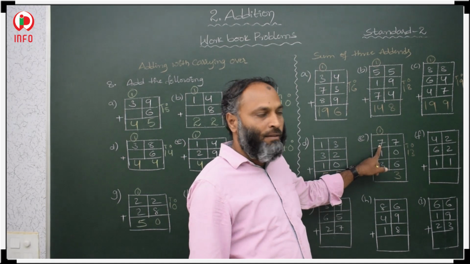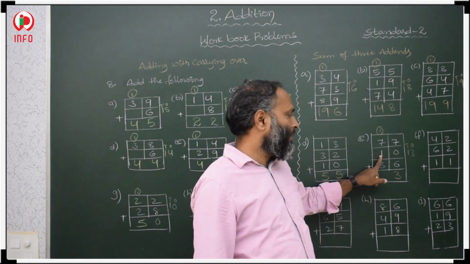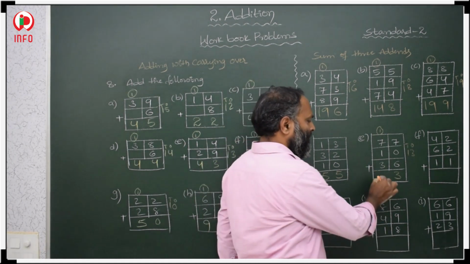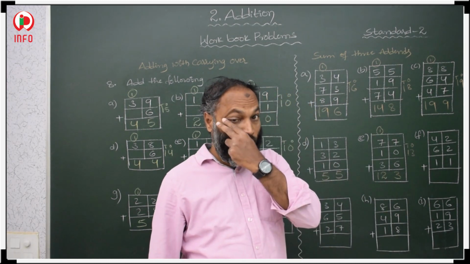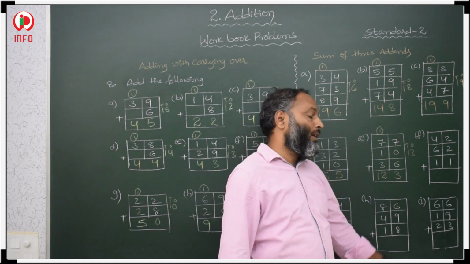7. Now 7 plus 1, 8. 8 plus 1, 9. 9 plus 3, 9, 10, 11, 12. 123 is our 3 addends sum.